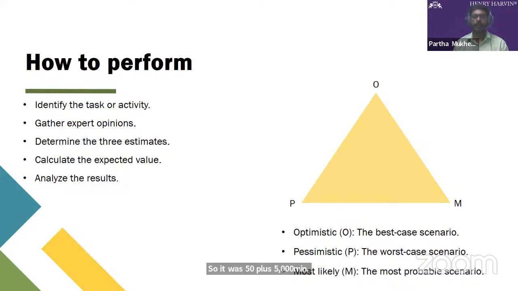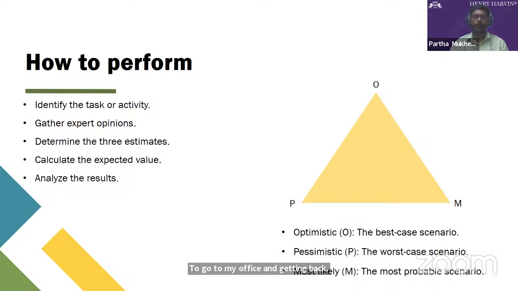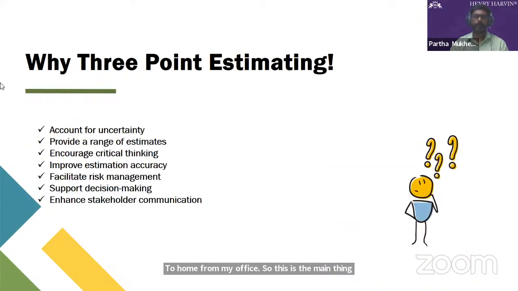So you can divide it by 6 and you can get the result, and you can mention that this is the time it is going to take to go to my office and get back home from my office. So this is the main thing. So if we need to perform this particular thing, how can we go about it?